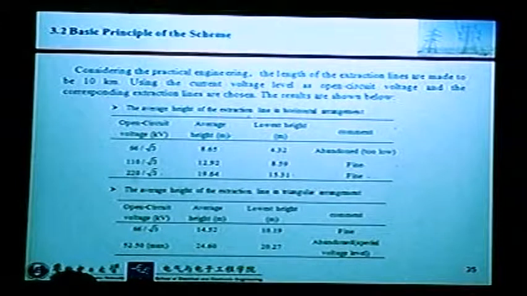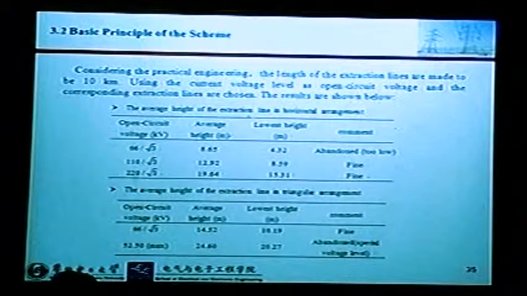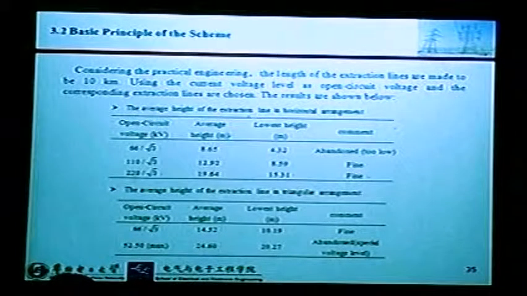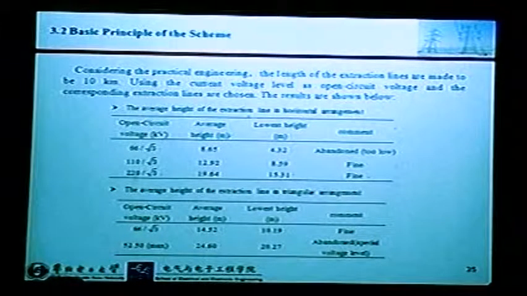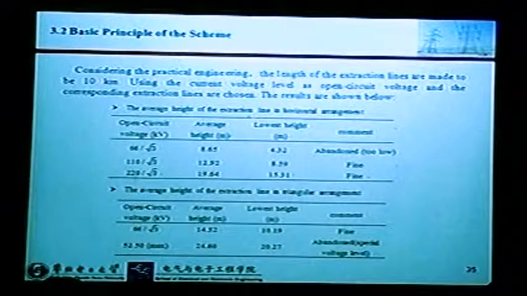Considering practical engineering, the length of the extraction line is made to be 10 kilometers. Using the current voltage level as the open circuit voltage, the corresponding extraction line is chosen. The results are shown below. Here, only three kinds of voltage level are chosen.